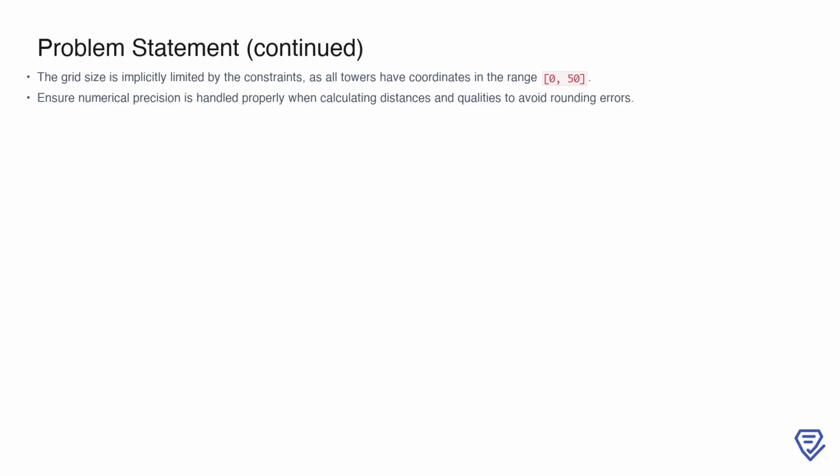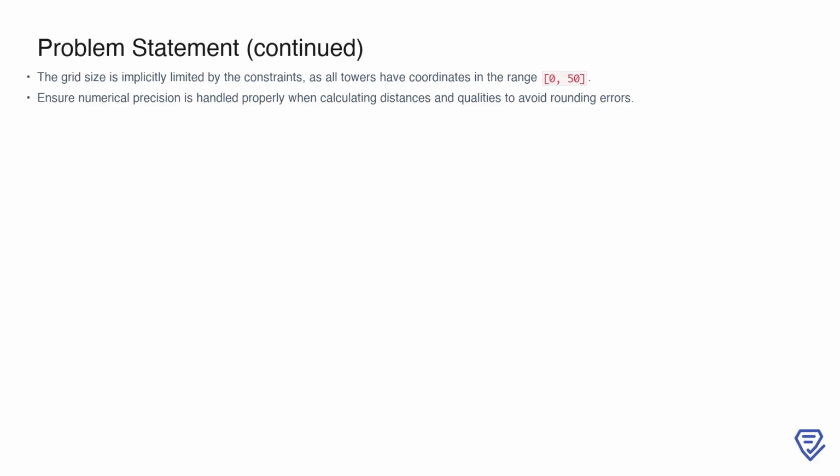Finally, let's discuss some additional considerations. The grid size is limited by the constraints, as all tower coordinates are within the range 0 to 50. This means we only need to evaluate points within this range. It's also critical to handle numerical precision carefully, especially when calculating the Euclidean distance and the resulting signal quality, to avoid rounding errors. These constraints and edge cases ensure that the solution remains efficient and precise. For instance, if there is only one tower, and the radius covers its location, the output will likely be the tower's own coordinates. Also, if multiple points have the same quality, we must return the lexicographically smallest point to meet the problem requirements.